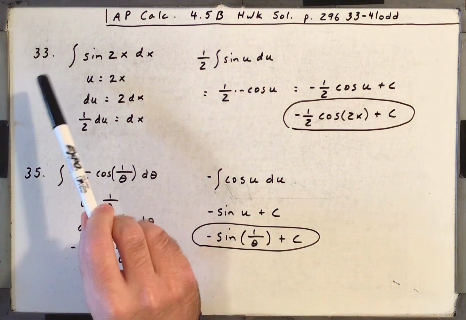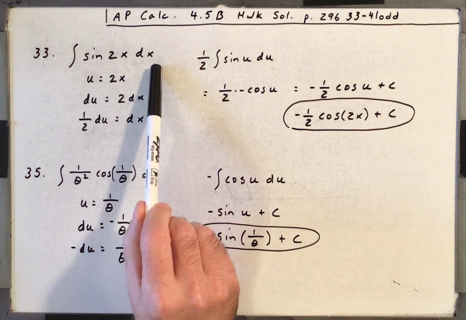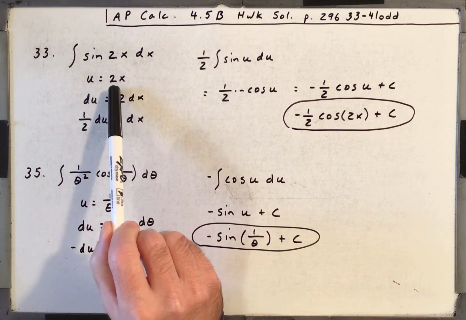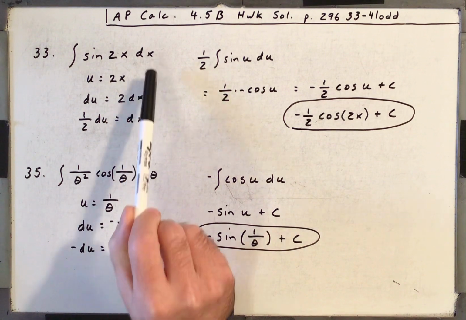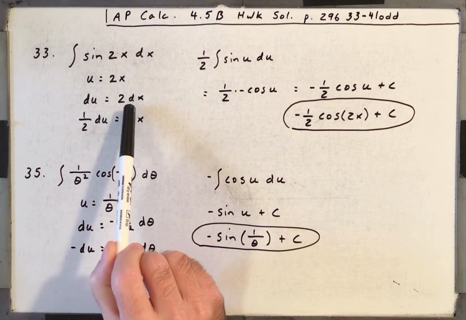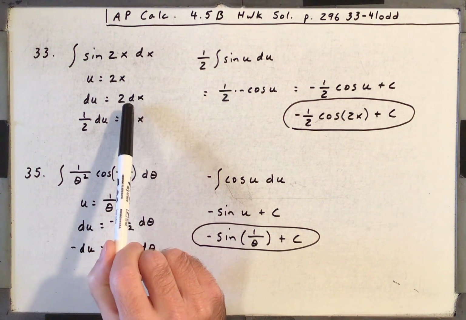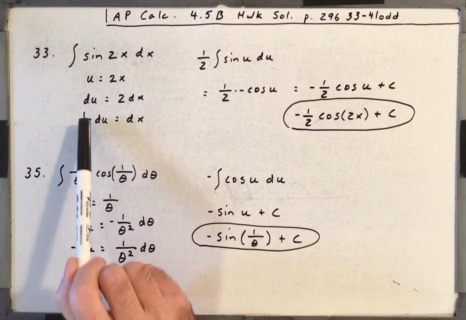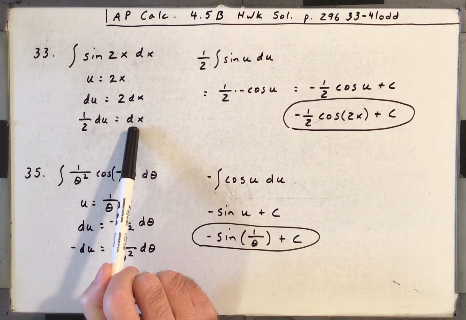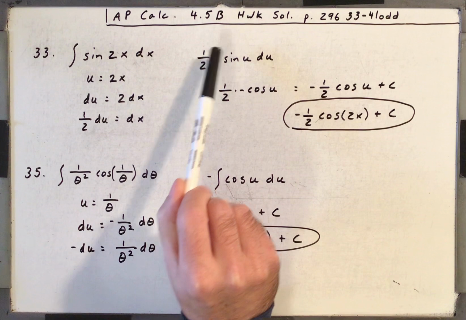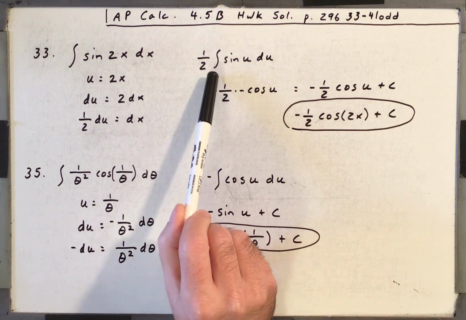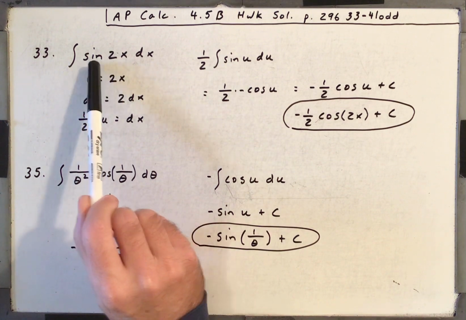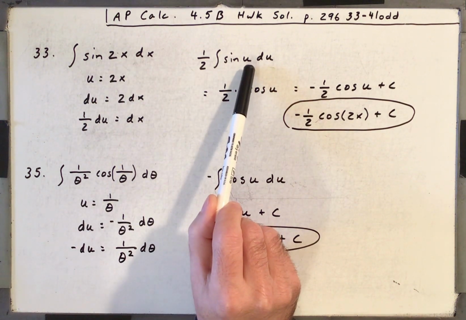So for 33, we have sine 2x dx. If we let u be 2x, du is 2 dx. Well, we just need it to be dx, not 2 dx. So if I divide both sides by 2, I'd have half of du is dx. Then I can put that half out front of the integral, that is the substitution integral, and I can write it as sine u du.